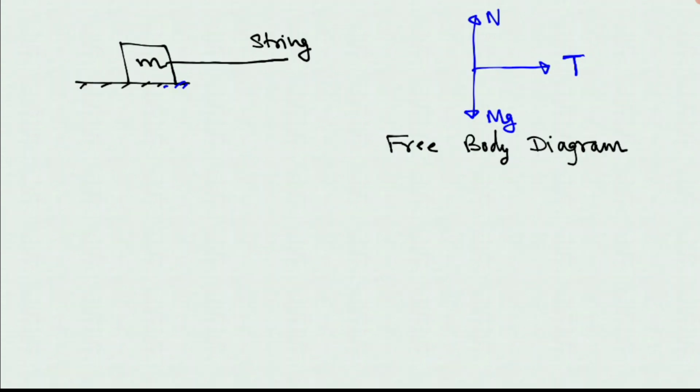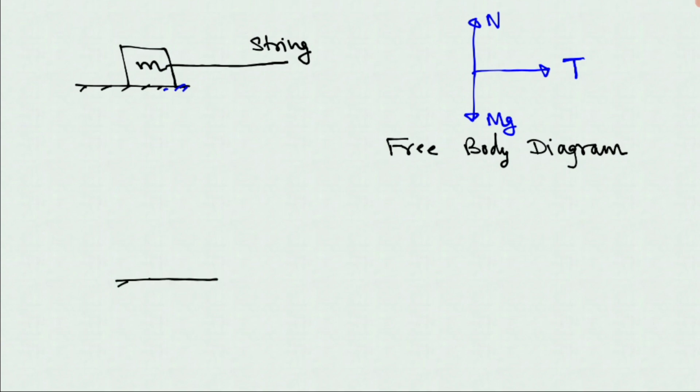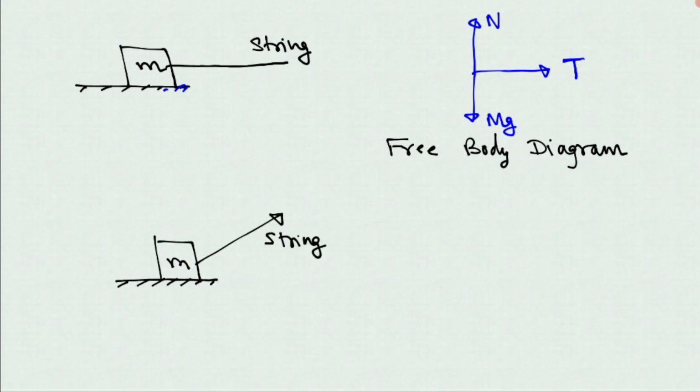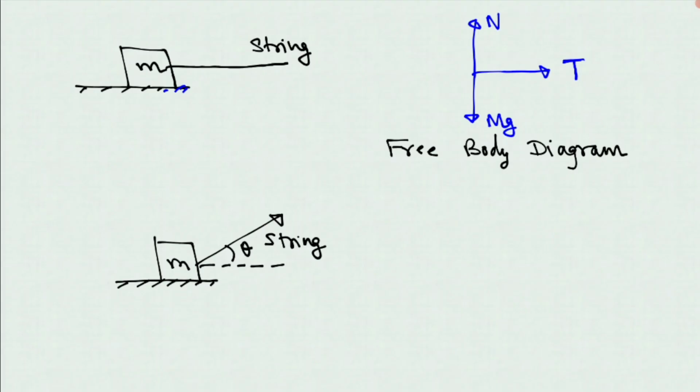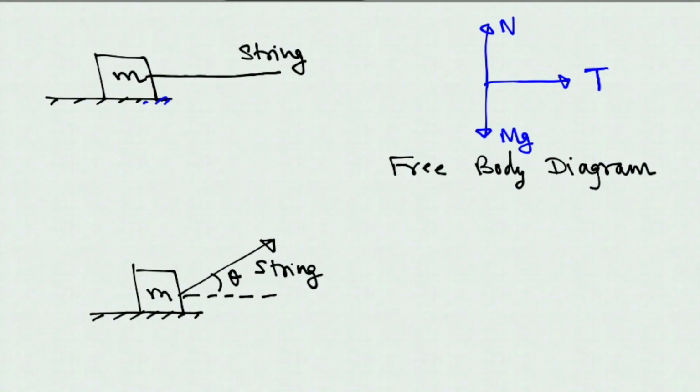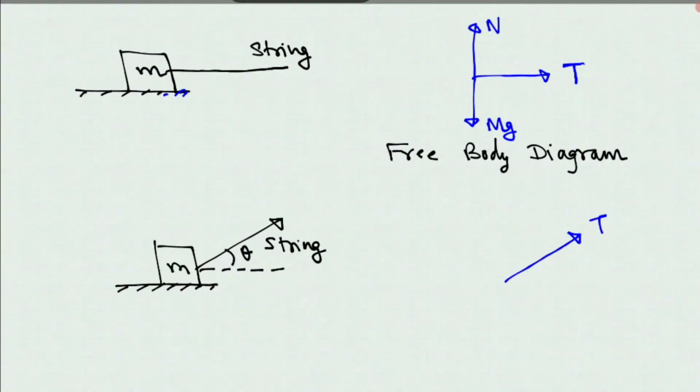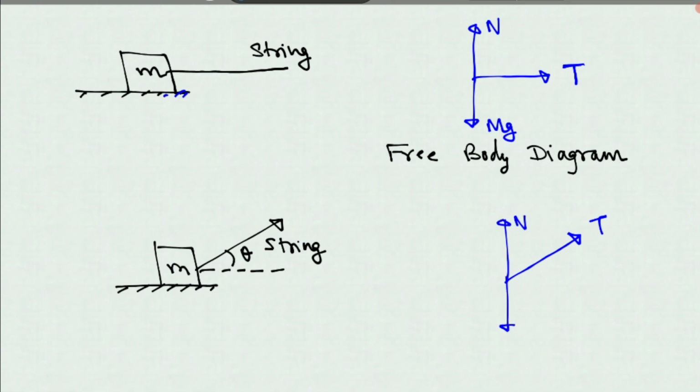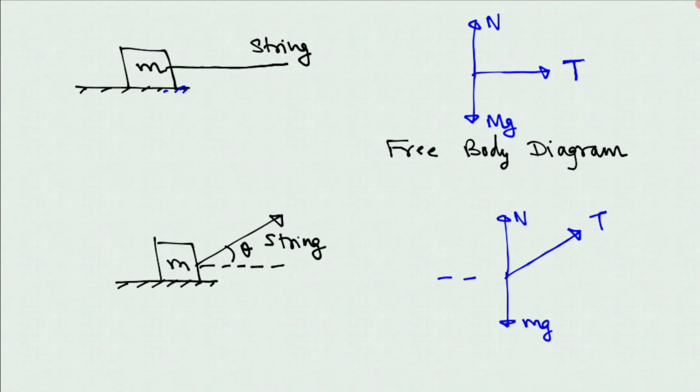What if the string is inclined and the surface is horizontal and the block is kept on the surface? Suppose the string is making angle theta with horizontal. Now let's draw the forces. So the tension force will be along the string. Normal force is perpendicular to surface. Weight mg is vertically downward. And this dotted line is representing horizontal direction. Tension T is making angle theta with horizontal.